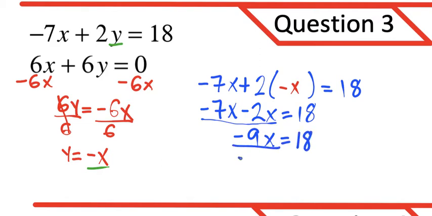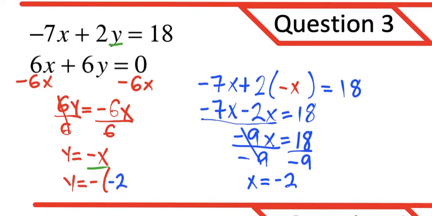To get x by itself, we're going to divide each side by -9. And we're going to end up with x equals -2. Now that we have what x is equal to, we can plug it in for x in the equation for y. So we know that y equals -x, x is -2, and -2, when you have two negatives like this, it's going to just turn into +2. And the solution to this system of equations is going to be -2, 2.